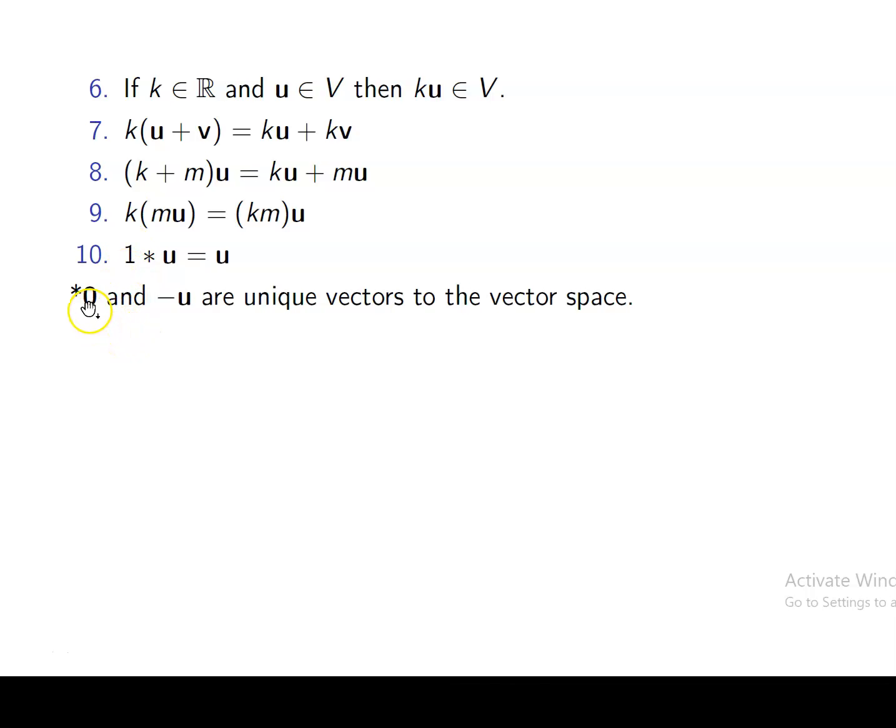Okay, so again, the 0 vector and the additive inverse are unique vectors to the vector space. Okay, so the way that they look, this is 1 single object. This takes on a general form for all of your vectors in your vector space. Okay, so now that we have those 10 axioms, let's go through an example.